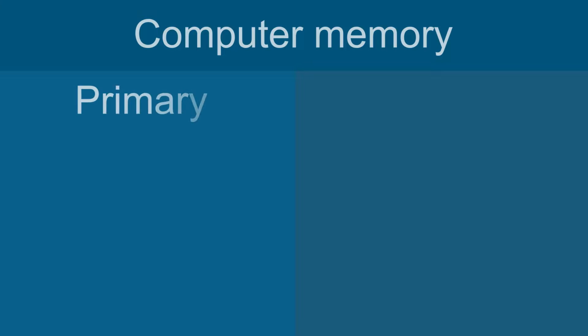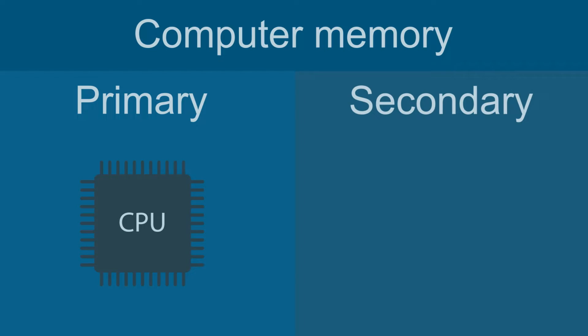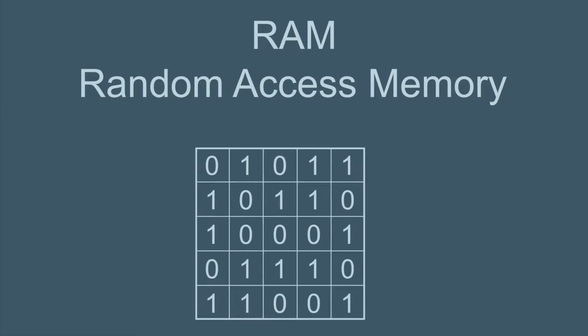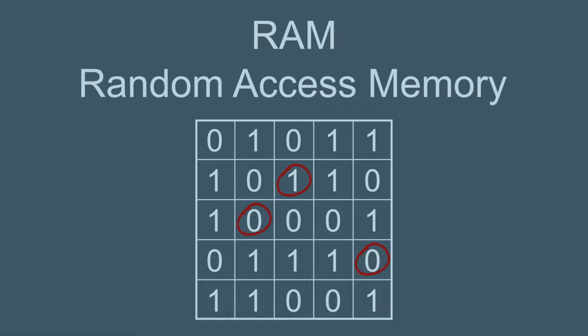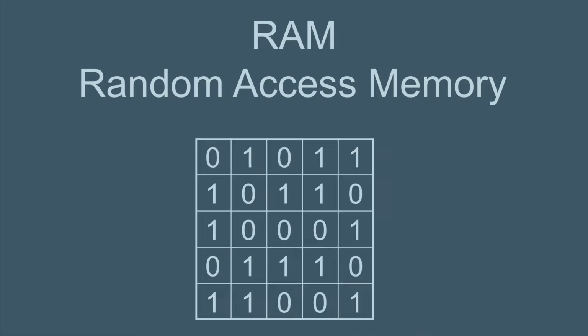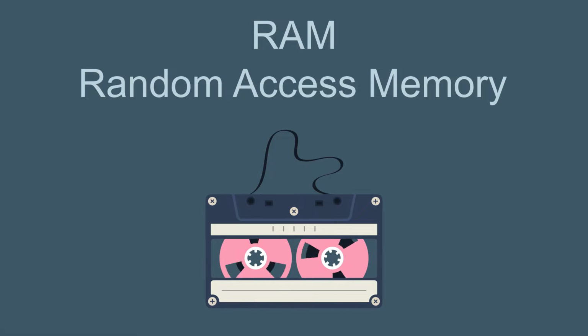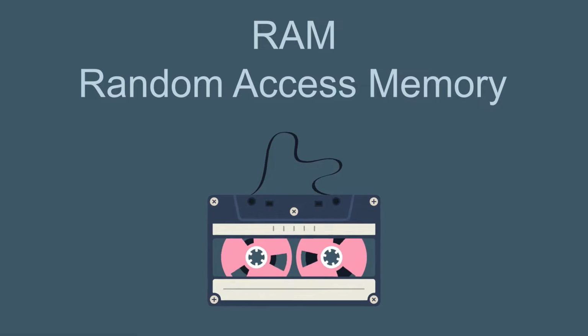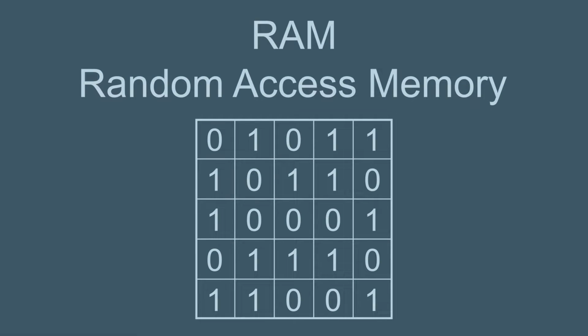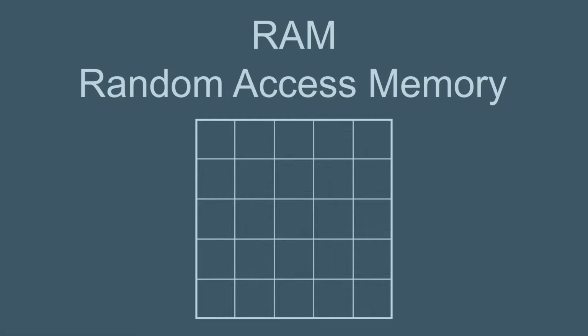There are two main types of computer memory: the primary memory that can be accessed directly by the CPU and secondary memory that is connected to the CPU through the Southbridge chip. The first type of primary memory is RAM, or random access memory. The random access part means that we can get our data in the same amount of time regardless of its location in the memory. This is in contrast to magnetic tapes that we have to rewind in order to get to the data we want. RAM is also volatile, which means that the data is gone when the power goes out.